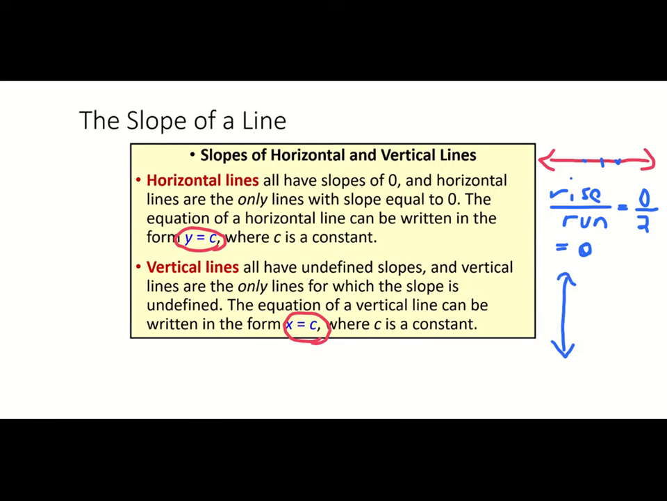Vertical lines, your slope is going to be undefined. Here's a vertical line. And if I were to plot 2 points on that line, one here and one here, again, if you look at the rise over run, I have rise, and we'll say it goes up 2, but I don't have any movement from left to right, so that would be 0. I can't take 2 and divide it by 0, so the slope of a vertical line, or an x equals line, is always undefined.